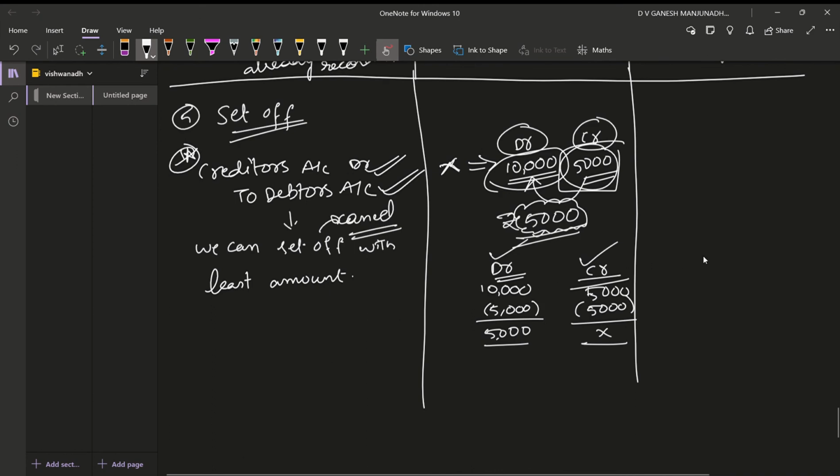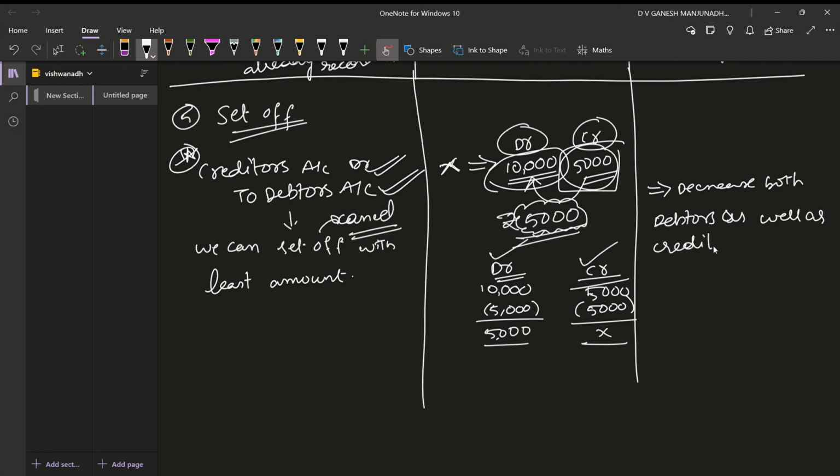Okay, this is the adjustment which is only for the position statement. So for which we decrease both debtors as well as creditors with the least amount.